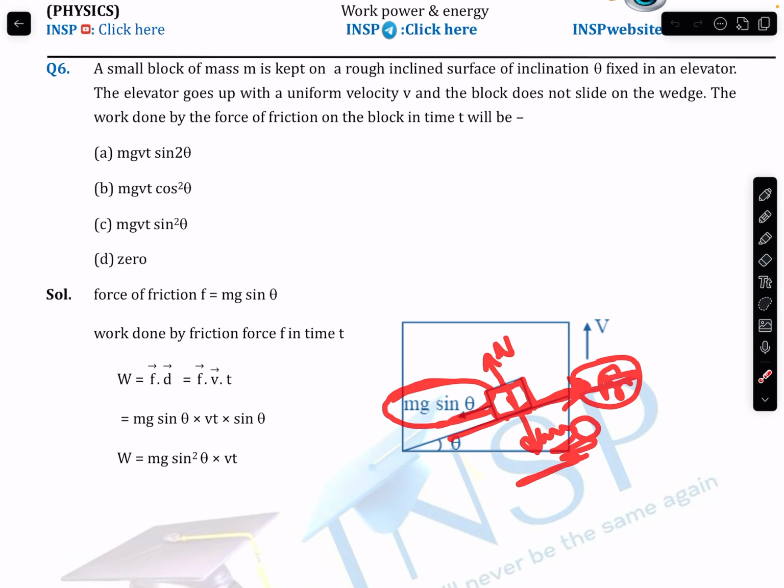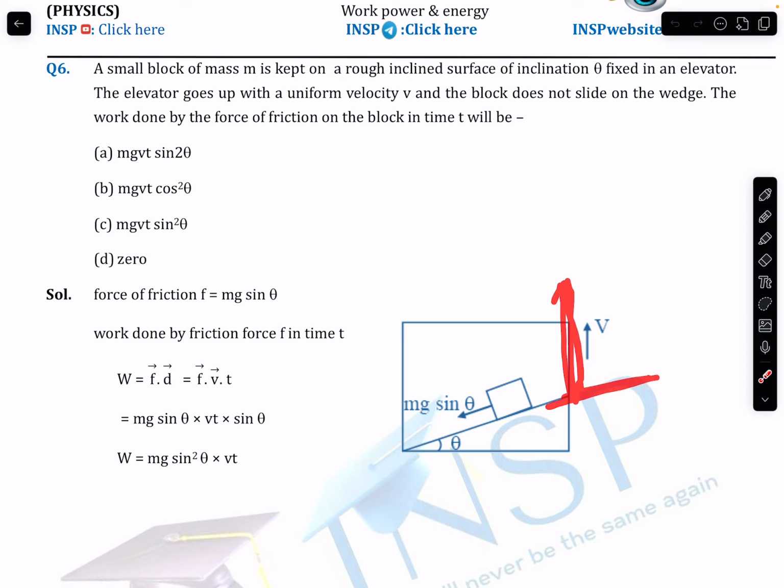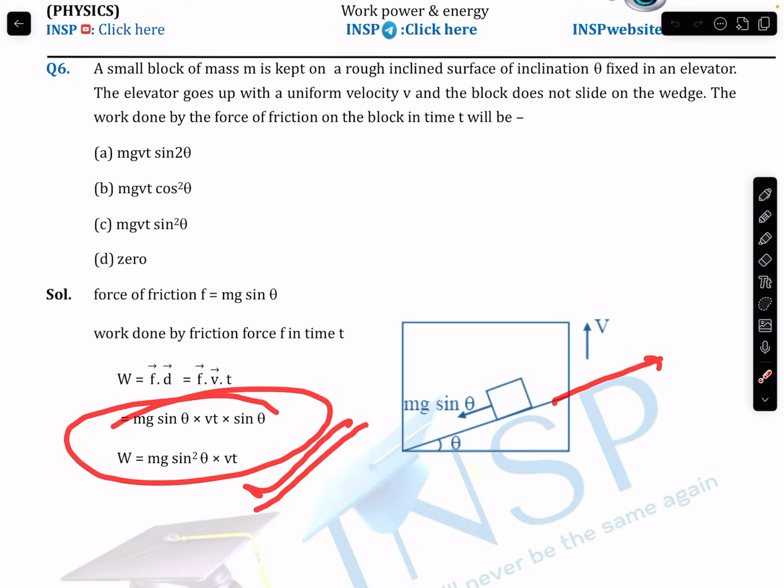So Fr must be equal to mg sin theta, and displacement is happening in this direction, and that is Vt. So we have to take this component because friction is in this direction. So mg sin theta into this distance Vt, and this angle is 90 minus theta, so sin theta will come. So mg sin theta into Vt sin theta. This is the answer for this one.